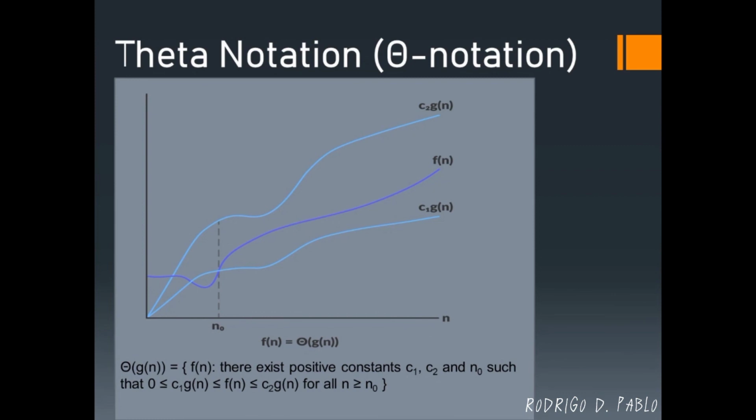If a function f of n lies anywhere in between the c1 of g of n function and the c2 of g of n function, for all n greater than or equal to n0, then the f of n is said to be asymptotically tight bound.